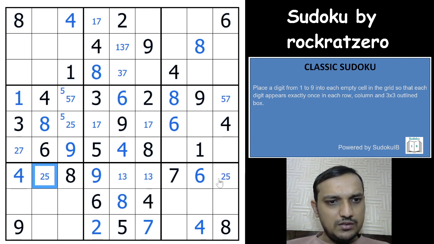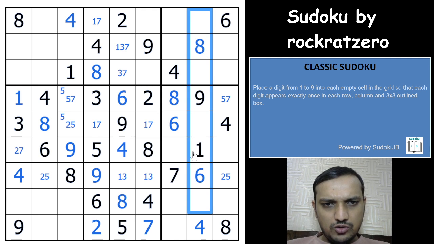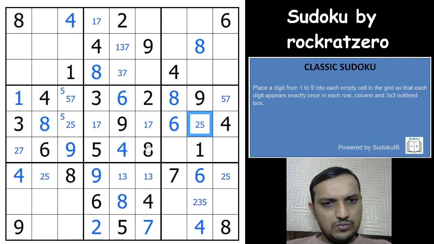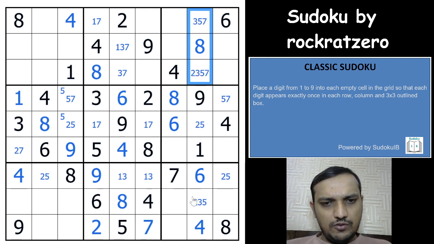I hope I'm right till this. I'm not using the conflict checker for now. Let's see if we committed any mistakes here. Okay, 2, 3, 5 and 7. So this is 7. You have a pointing of 7 here. Yes, you can see a 7 cannot be here, so pointing of 7 is here, and that doesn't help us much.